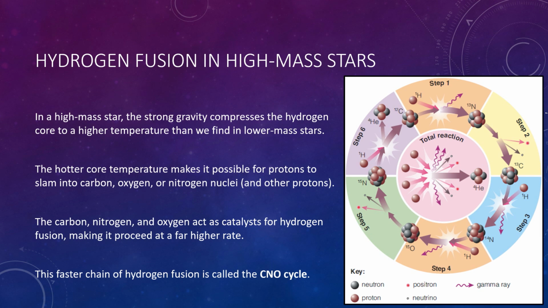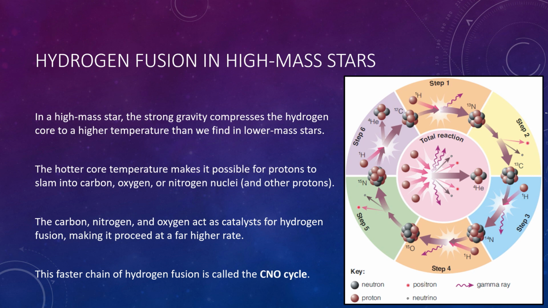So this diagram here illustrates the 6 steps of the CNO cycle by which massive stars fuse hydrogen into helium. The overall result is the same as that of the proton-proton chain. As you see in the middle, 4 hydrogen nuclei fuse to make 1 helium nucleus. The carbon, nitrogen, and oxygen nuclei are simply catalysts that help the cycle proceed, but are neither consumed nor created in the overall cycle.